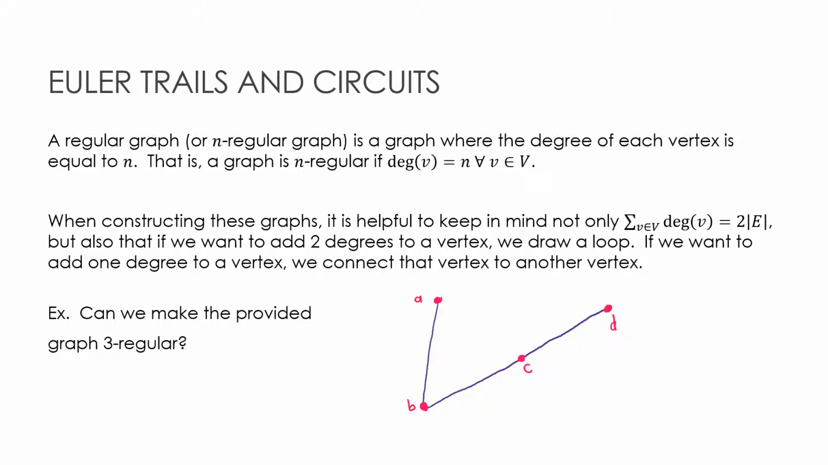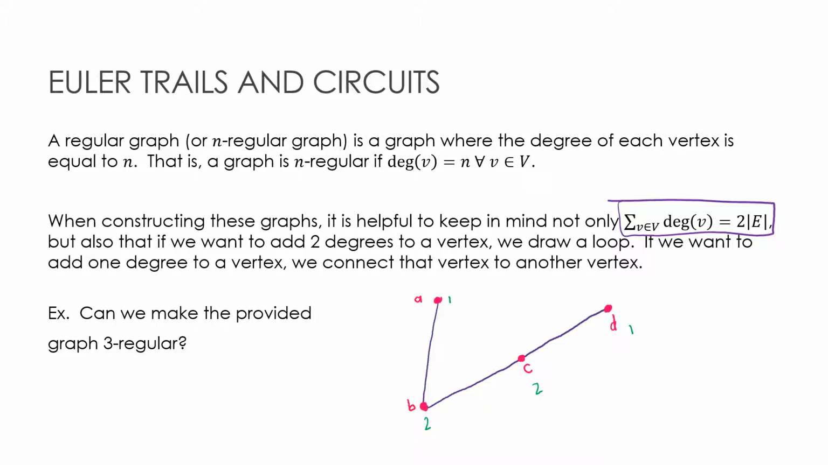So it's helpful, obviously, to keep in mind that every time I add an edge, it adds 2 degrees, but it also is helpful to keep in mind that if I need to add 1 degree, I would add that edge to that vertex and another vertex. And if I wanted to add 2, then I would add a loop. So for instance, here's an example of a graph that is not regular, because this has a degree of 1, of 2, of 2, and of 1.